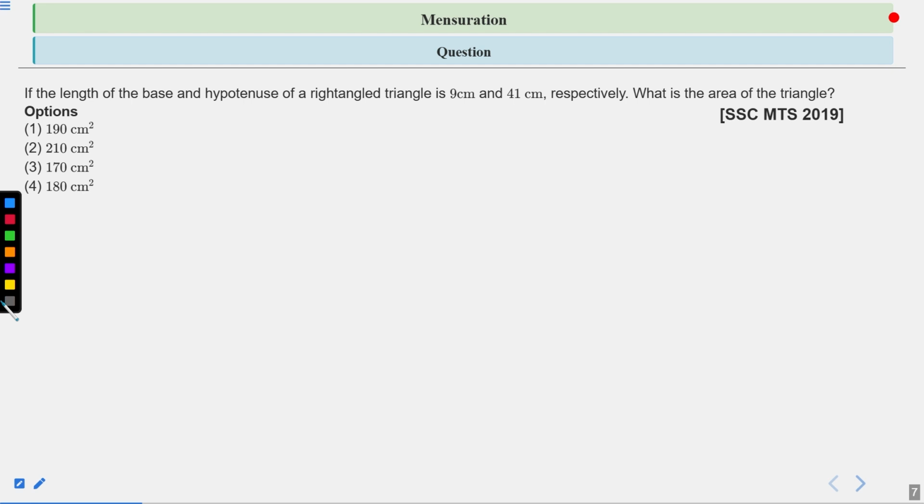If the length of the base and hypotenuse of a right angled triangle are 9 centimeter and 41 centimeter respectively, what is the area of the triangle? This question was asked in the SSC MTS exam in 2019. So there are four options. First one is 190 centimeter square. Second is 210 square centimeter. Third one is 170 square centimeter. And fourth one is 180 square centimeter. Now you have 10 seconds to analyze the question. Your time starts now.